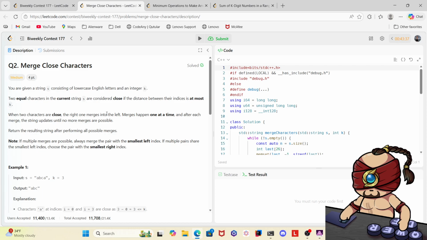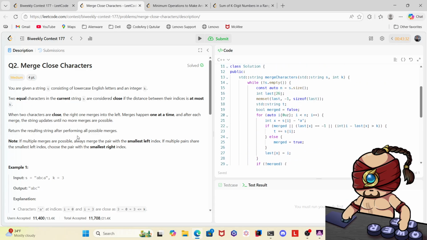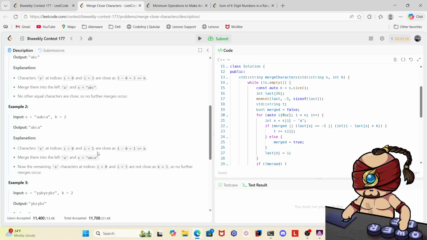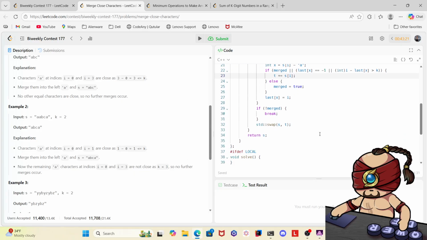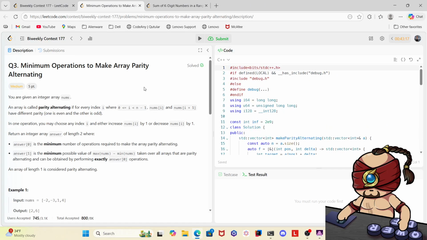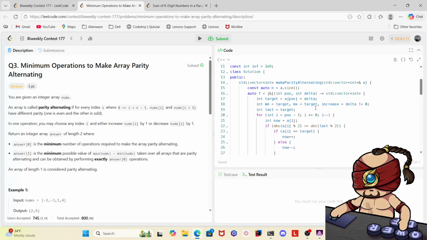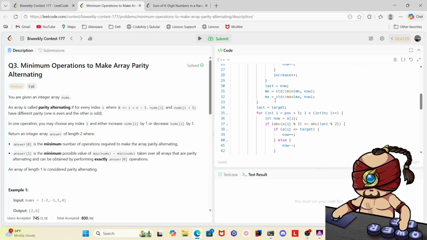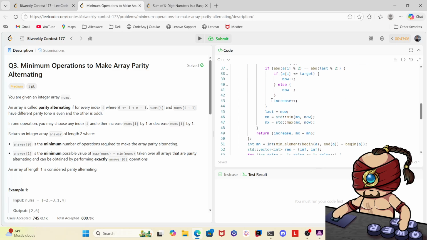For Q2, you just do what it said. You while loop until it ran out of the merge. Yes, that's it. Q3 is a bit interesting. I had a hard time debugging because I forgot the absolute value. It was so obvious.